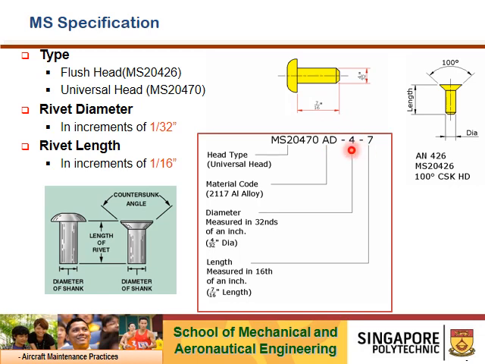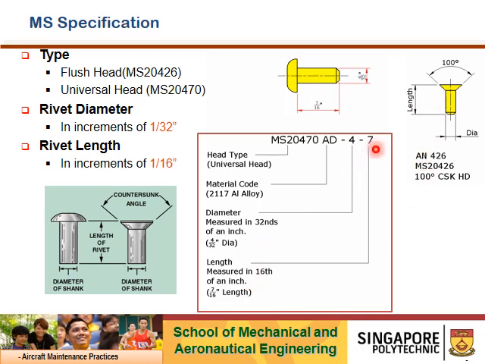Okay, the second or last position, the 7, represents the grip length. The grip length is shown here, the length. Later we will talk about how we calculate the actual length needed. For the grip length itself, if this is 7, take note that the denominator is 16. Different: diameter is 32, length is 16. That means it's 7 over 16 inch long.